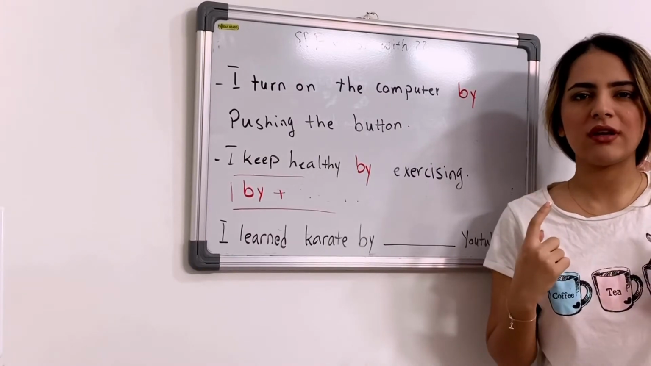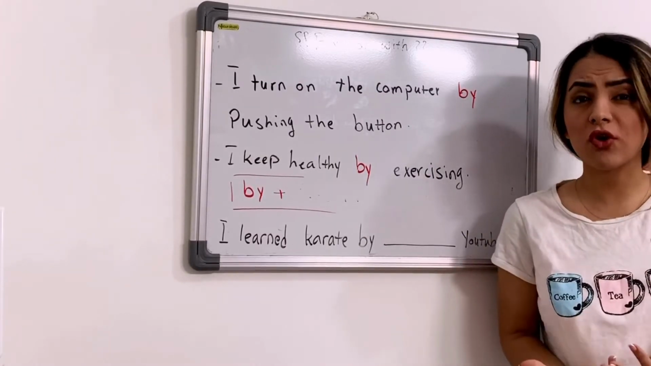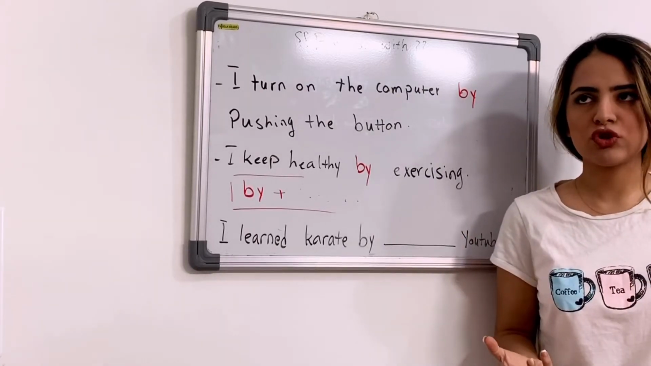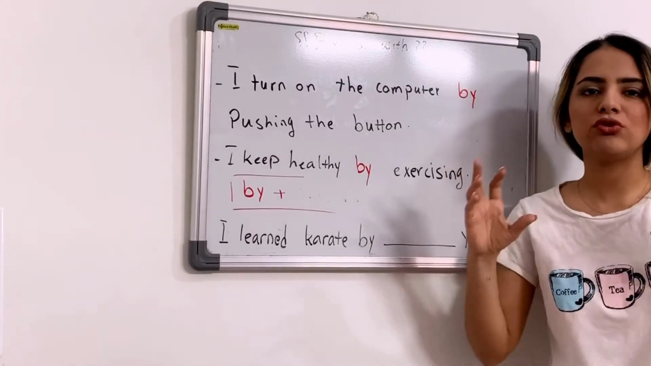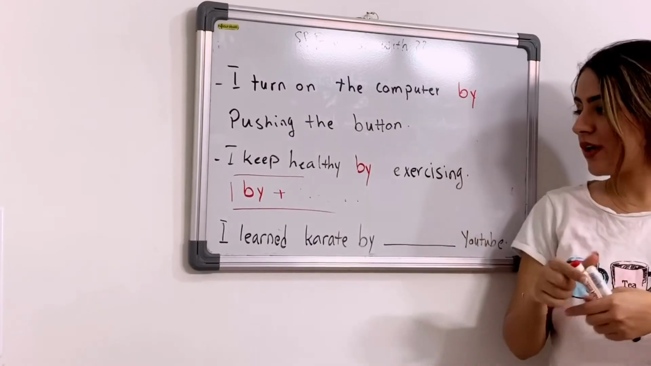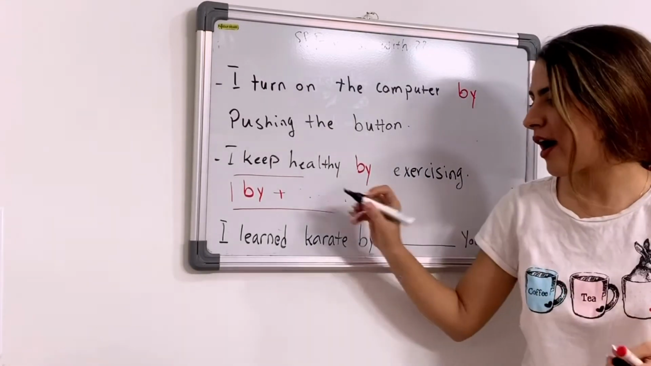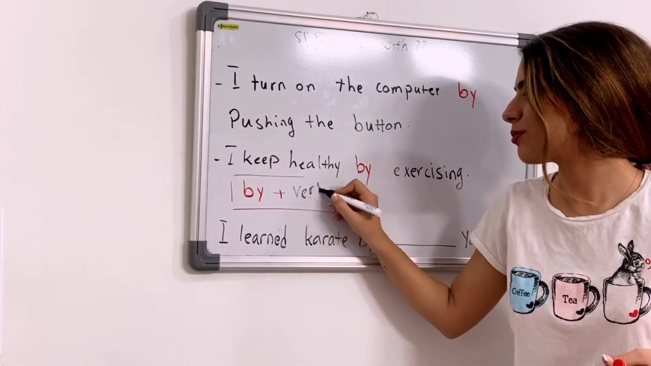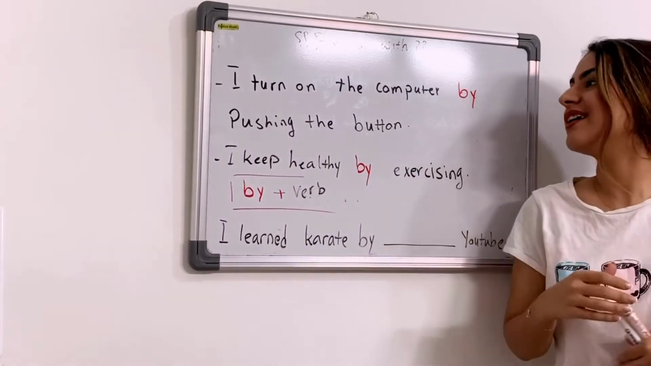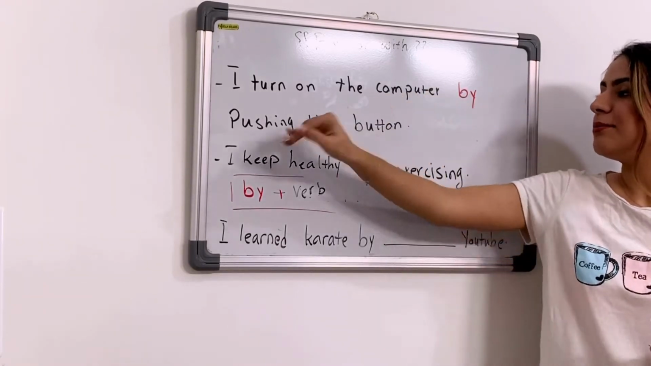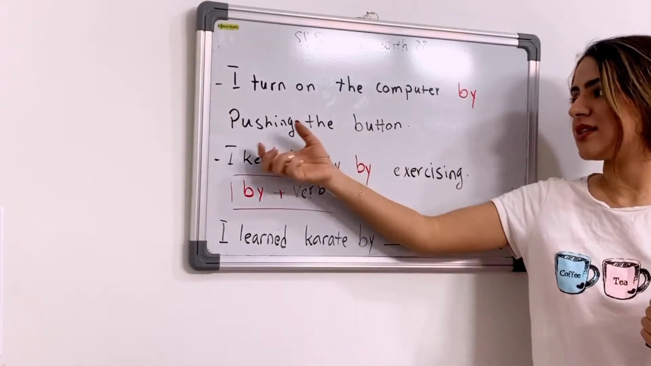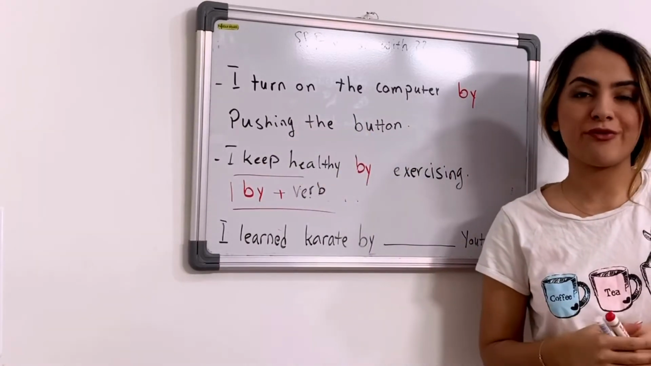Notice usually, these are general rules. Of course there are exceptions, but these are general rules. So most of the times this rule applies to by plus a verb. So usually when we have by, we use a verb, or when we have a verb, we use by. So by pushing the button and by exercising. Exercising and pushing, both of them are a verb.